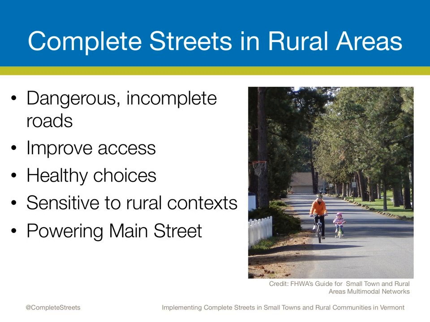On top of that, I think there are a lot of issues that complete streets are really applicable to. Many of you might know that rural areas have some of the most dangerous incomplete roads in our country. I'll show another slide later in my presentation, but over 50% of traffic fatalities in the United States happen in rural communities, although rural communities only make up about 20% of the population. There are also accessibility issues in rural communities: lack of transit service, lack of sidewalks, just based on the character. Also needing to have healthy choices.